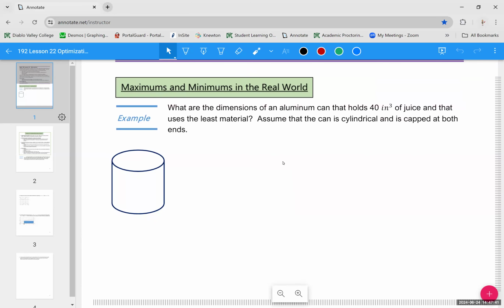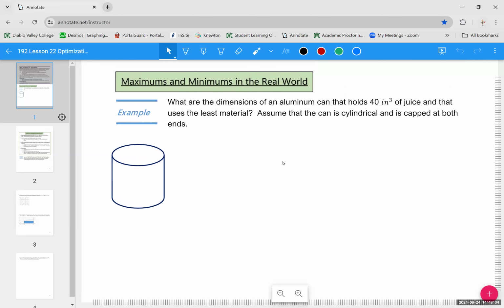So we'll start with an example and walk through a process of doing one of these. And then we'll look at guidelines, steps that you can follow in order to solve any optimization problem. So we'll start with, what are the dimensions of an aluminum can that holds 40 cubic inches of juice and that uses the least material?